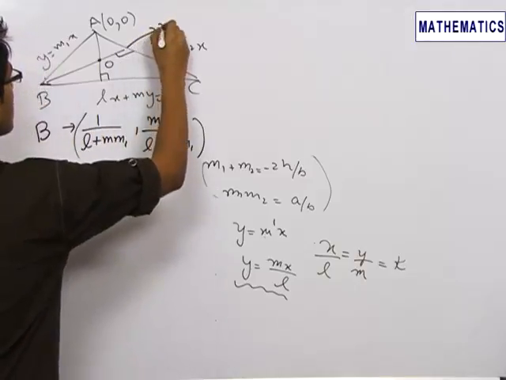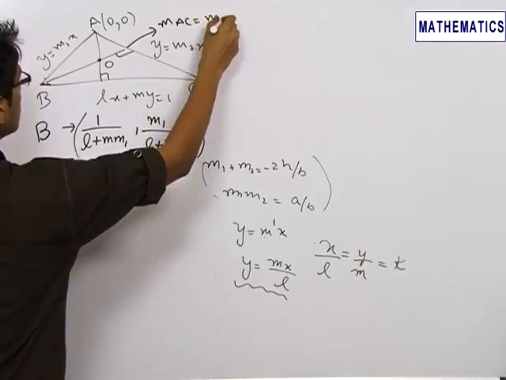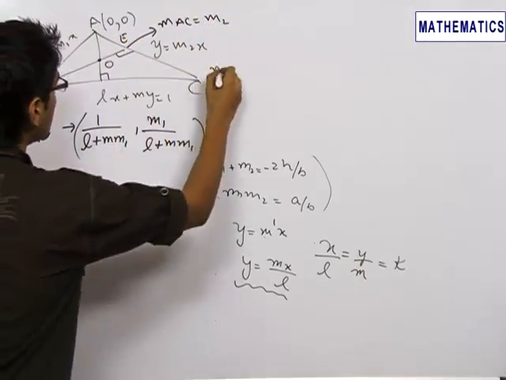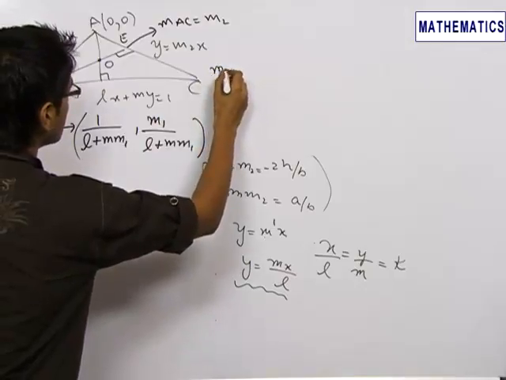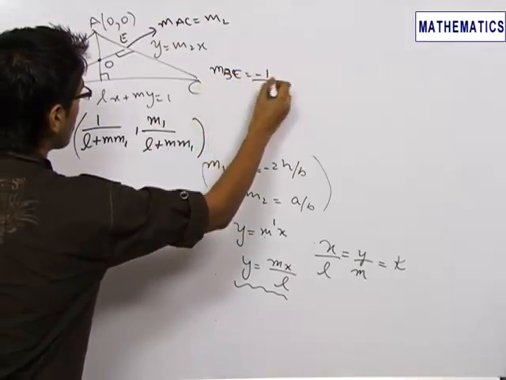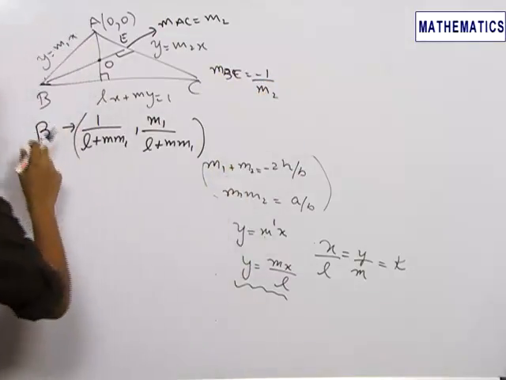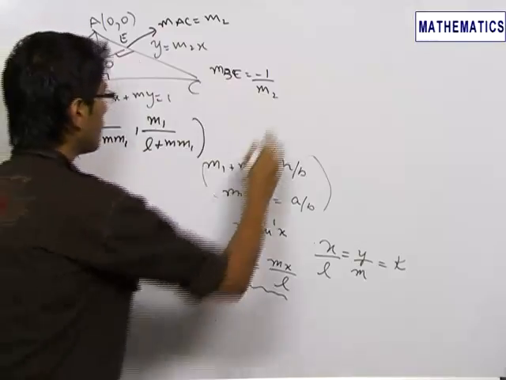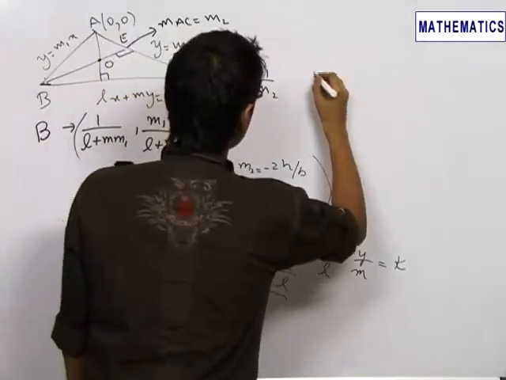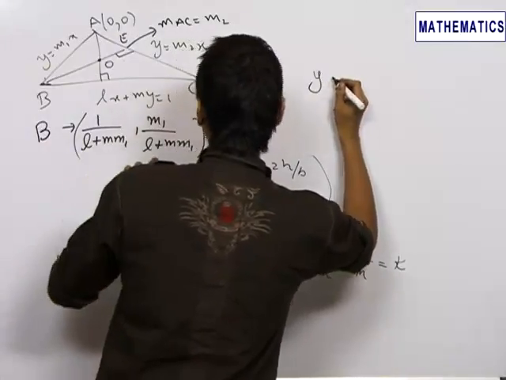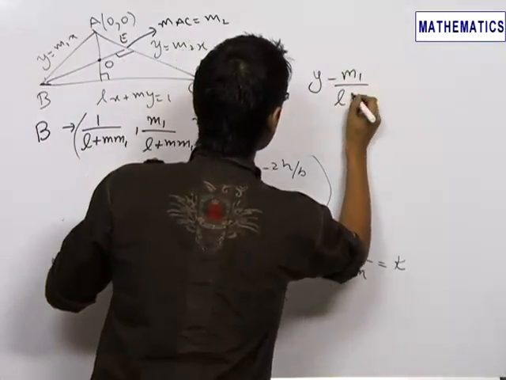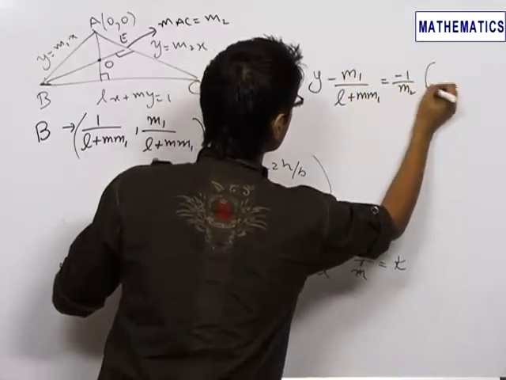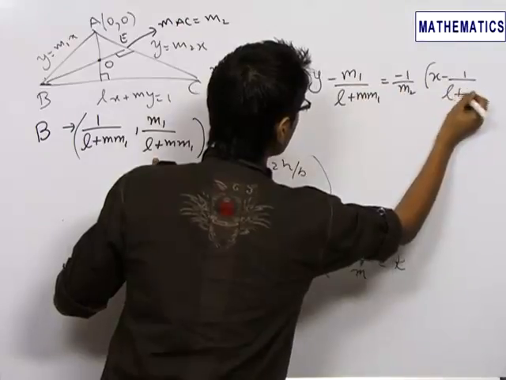Now we know the slope of AC as m2. So the slope of BE, which is perpendicular to AC, will be equal to the negative reciprocal, which will be equal to minus 1 upon m2. So we know the point B, we know the slope of BE, so we can very easily write the equation of BE as y minus m1 upon L plus mm1 equals minus 1 upon m2 times x minus 1 upon L plus mm1.